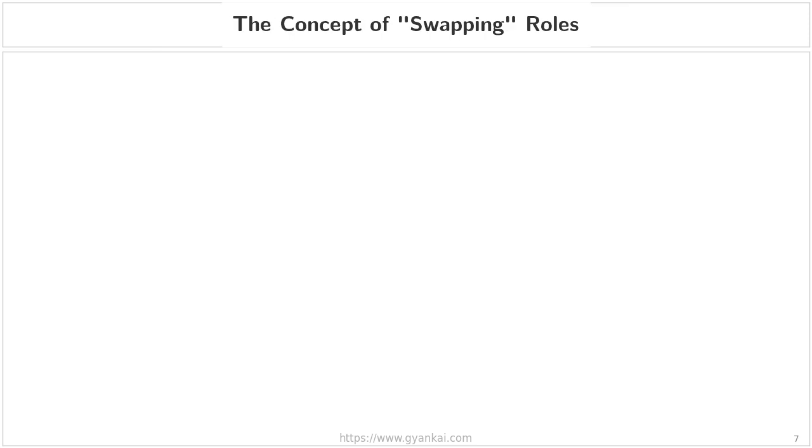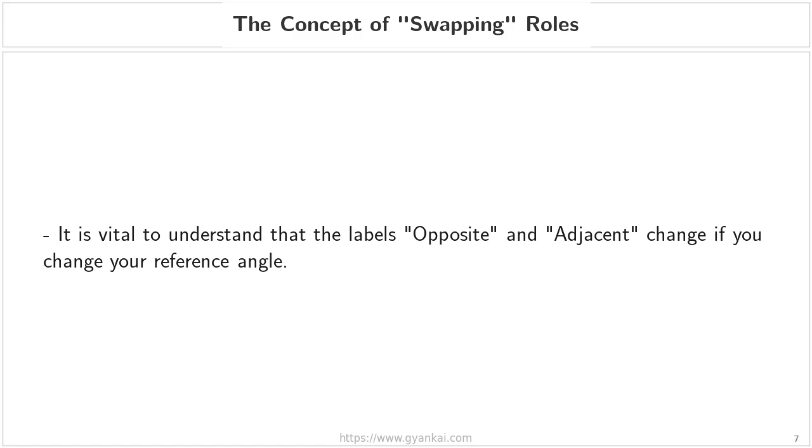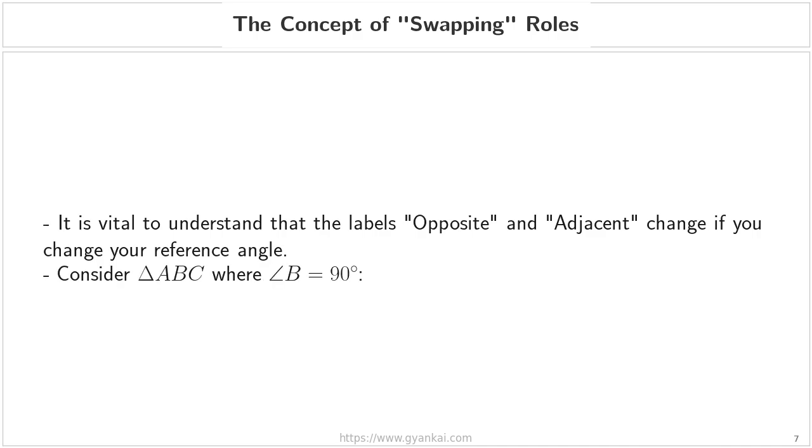The concept of swapping roles. Now, this brings us to one of the most important points in this entire lesson, and I want you to pay close attention here. It is absolutely vital to understand that the labels opposite and adjacent are not permanent. They change whenever you change your reference angle. Let's look at our triangle ABC, where angle B is equal to 90 degrees.